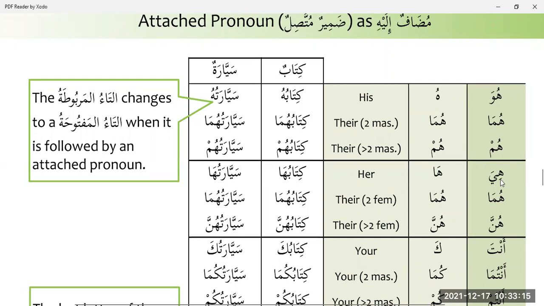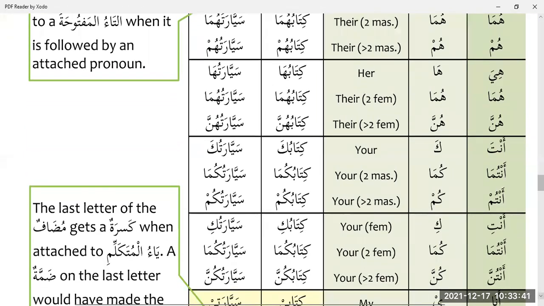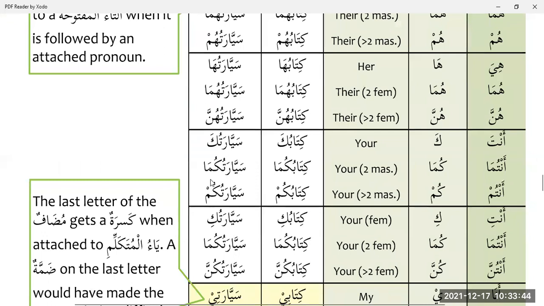So for feminine, kitabuha, her book. Sayaratuha, her car. So here kitabu is mudaf, ha is mudaf ilayh. Sayaratu is mudaf, ha is mudaf ilayh. So all the pronouns are attached in this table. They are mudaf ilayh. And they are attached to the nouns kitabu and sayaratu. They are the mudaf.